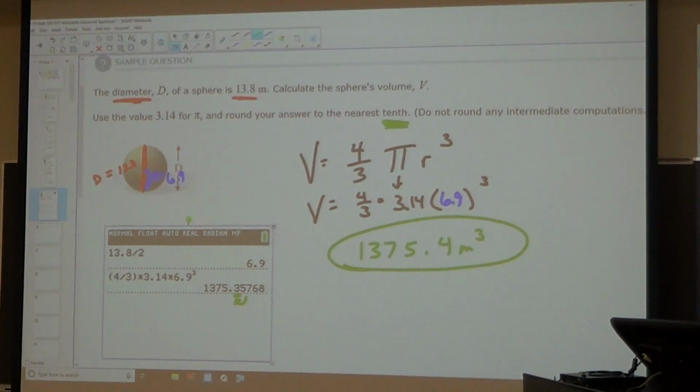Now, sometimes it's going to tell you that the radius is blah, blah, blah. If it tells you that the radius is blah, blah, blah, then you're going to plug that number in, because that's what you want. So if it tells you the diameter, you've got to cut it in half. If it tells you the radius, that's the number you're going to use. Good? And your "to the" button is right above the division.